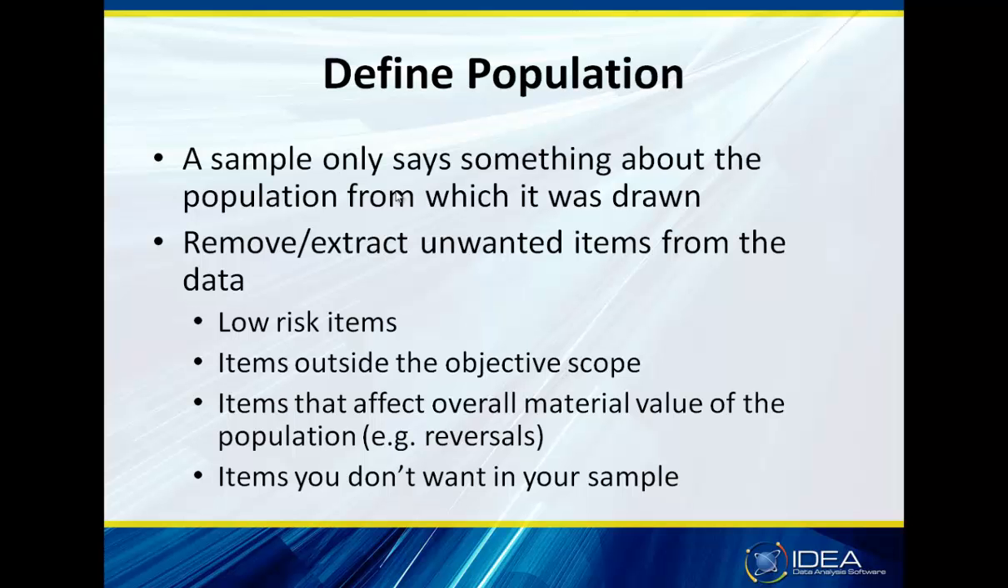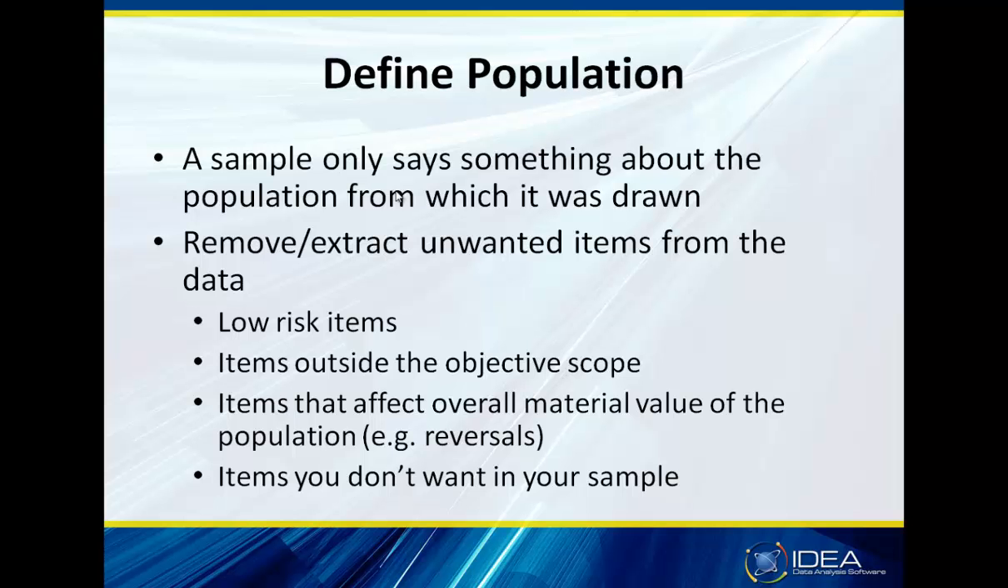This goes into defining the population. A very important rule to remember is a sample only says something about the population from which it was drawn. Whatever you define the population to be, that's all that the sample will be able to say something about. What we want to do here, based on our population, is make sure that it contains all the items we want. We don't want to work with a population that didn't have something that we really wanted to have, and we also want to remove and extract unwanted items from the data so that we make sure that they don't end up in our sample and we don't end up sampling things that we don't want.